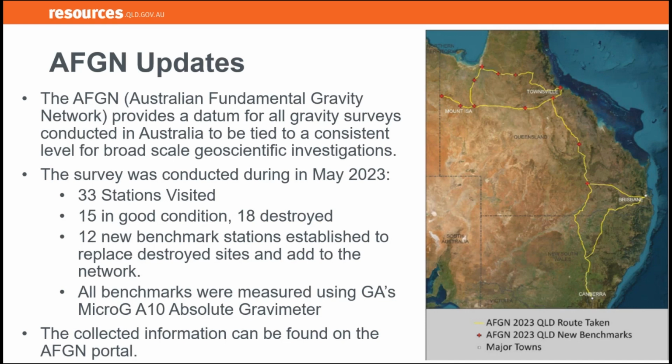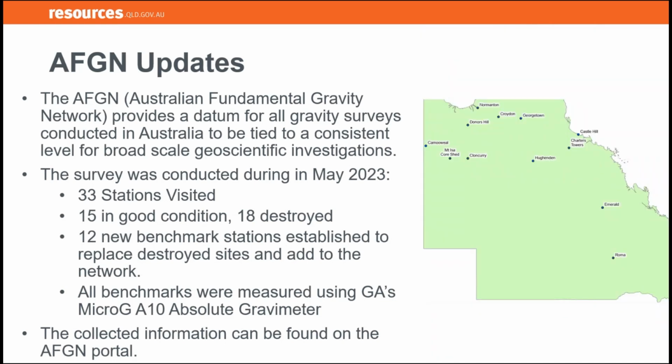So this program visited 33 stations, 15 were in good condition, 18 had been destroyed in the time, 12 new stations were established to replace those destroyed sites and to add to the network. And they're all measured or reoccupied with Geoscience Australia's G810 absolute gravity meter. So you have absolute gravity values for all those new stations available on the AFGN portal, which is at Geoscience Australia. And so here are the new sites we've created as part of that survey to update those new AFGN locations.